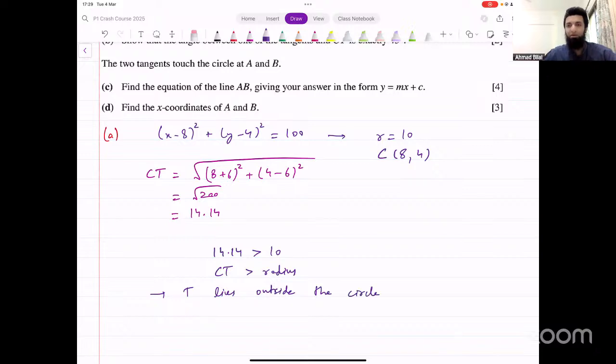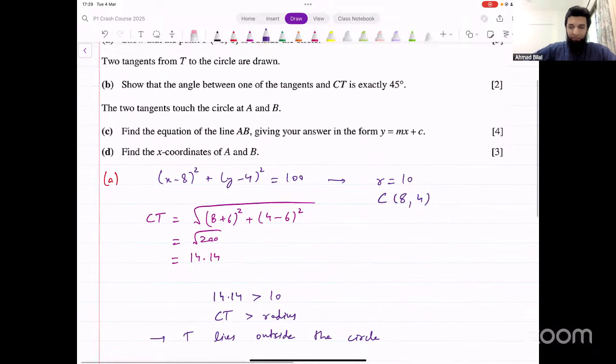Okay. Since the point T has a distance that is greater than 10 from the center, it means it lies outside the circle. If this distance was less than 10, that would mean it lies inside the circle. That's the first part.